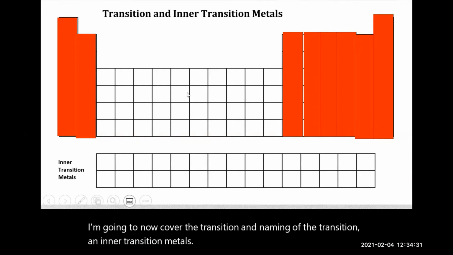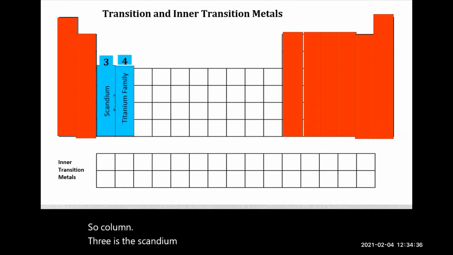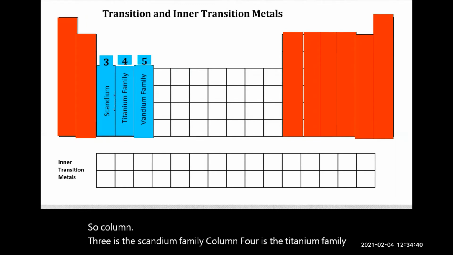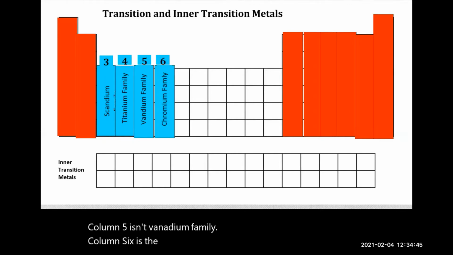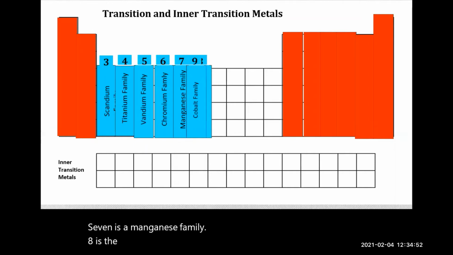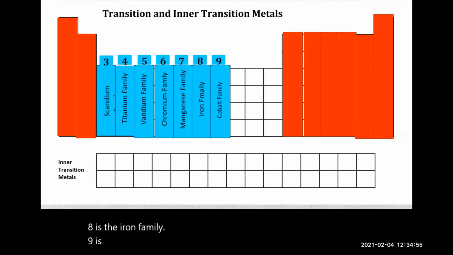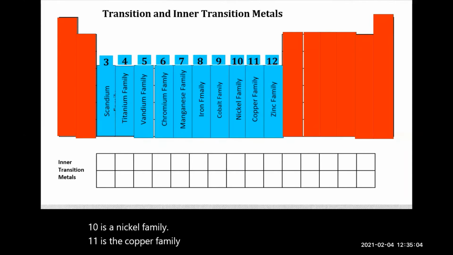So column 3 is the scandium family. Column 4 is the titanium family. Column 5 is the vanadium family. Column 6 is the chromium family. 7 is the manganese family. 8 is the iron family. 9 is the cobalt family. 10 is the nickel family. 11 is the copper family. And 12 is the zinc family.